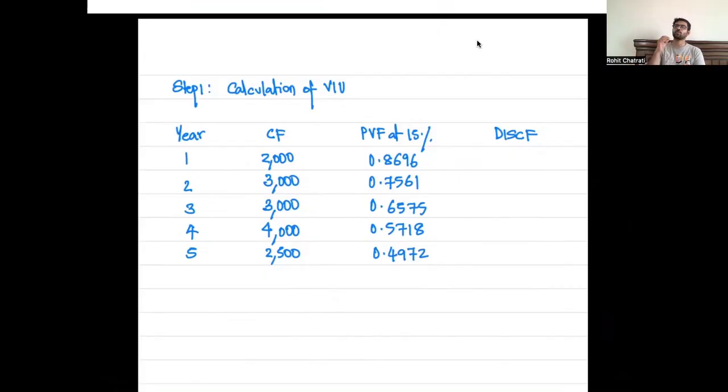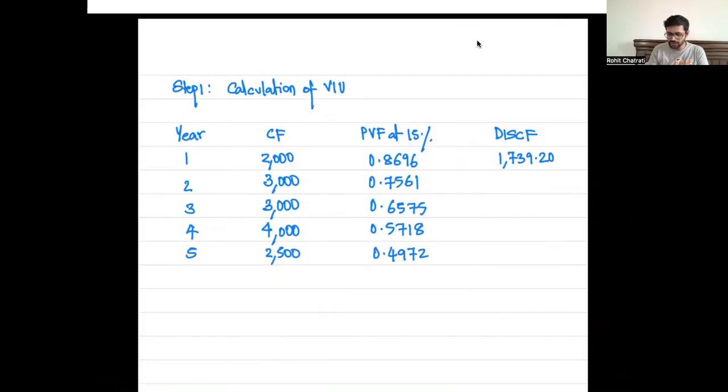How did we calculate them? 1 divided by 1.15 is the first year discount factor. The second year discount factor is 1 divided by 1.15, the whole square. Third, fourth, and fifth, so on. Discounted cash flow is the product of cash flow and the discount factor. All right, discounted cash flow is the product of cash flow and discount factor, which is equal to 2000 into 0.8696, which will be 1739.2.